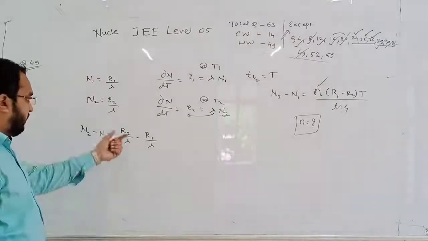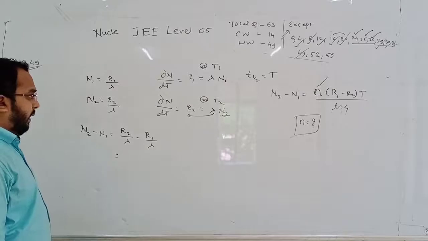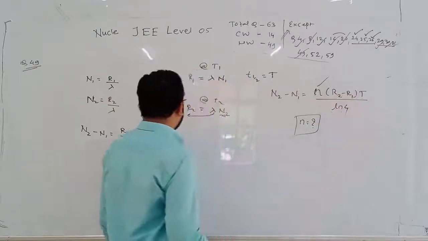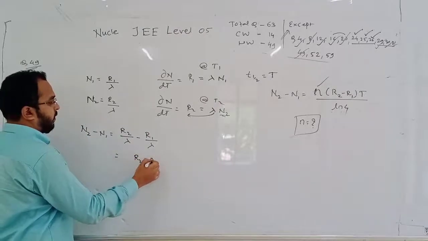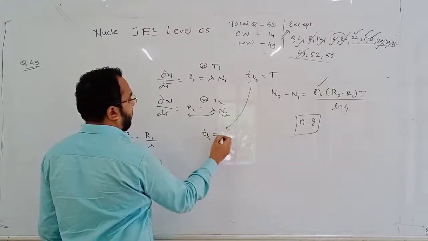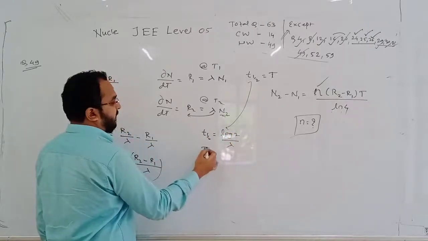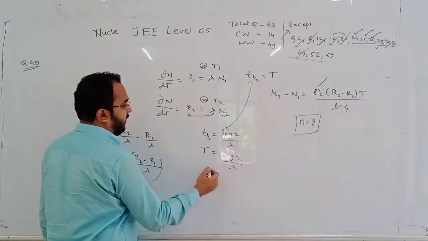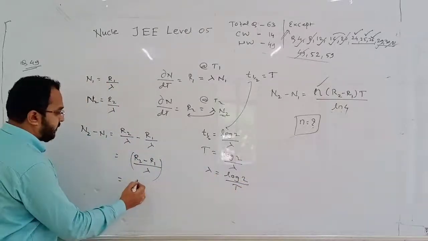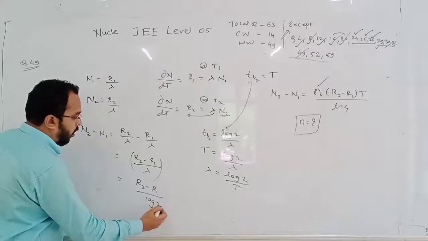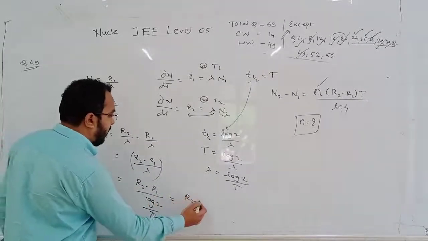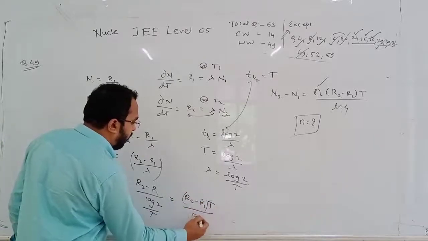So r1 minus r2 and r2 minus r1 are the same thing up to a sign, so I take 2 minus 1. Lambda is common. What is lambda? Half-life is given as t, which is log 2 upon lambda. So lambda is equal to log 2 upon t. Substitute this value here. We'll get r2 minus r1 upon log 2 upon t, which gives r2 minus r1 into t upon log 2.